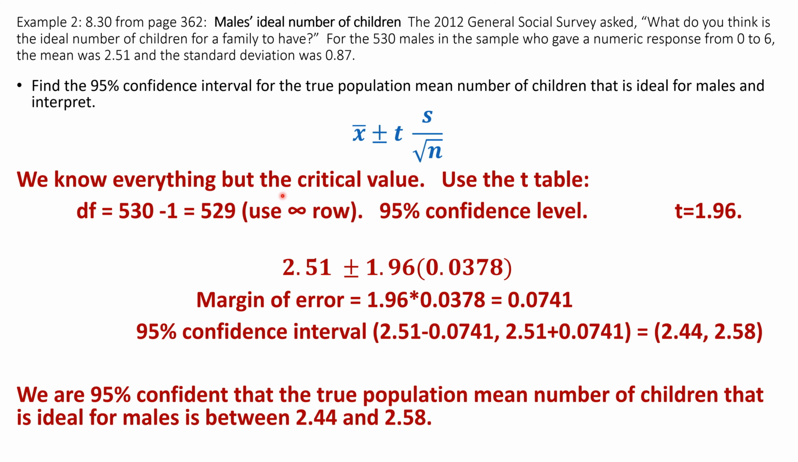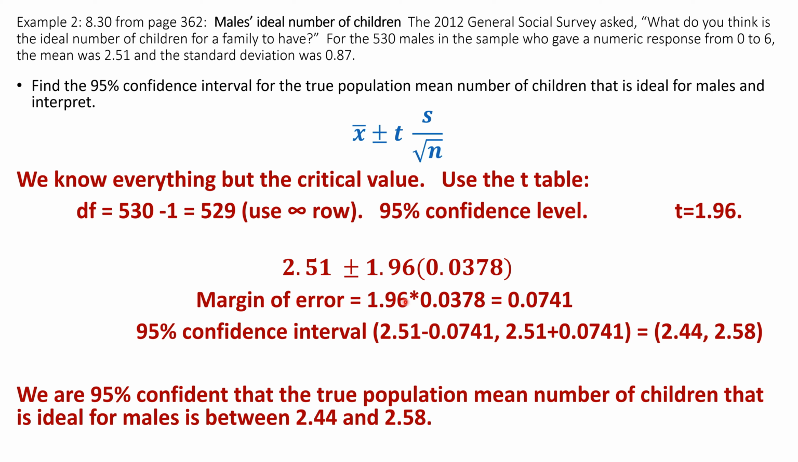Now we know everything but the critical value. We can use the t-table to find the degree of freedom, which equals 530 minus 1. We don't have such a large degree of freedom in the t-table from the textbook, so we just use the infinity row. And we are looking for the 95% confidence level. You will find the t-critical value equals 1.96. And this is how we calculate the confidence interval.